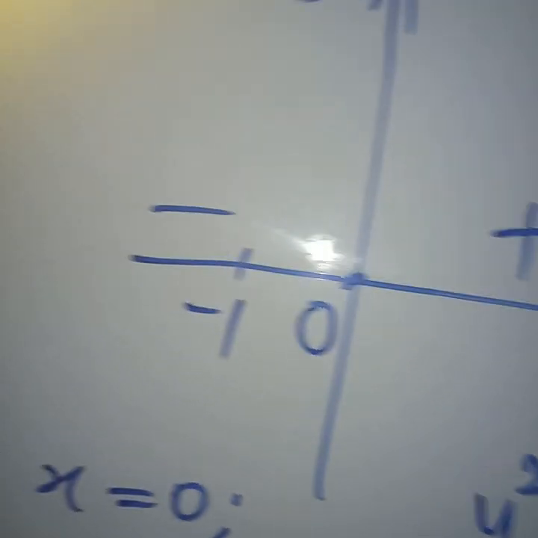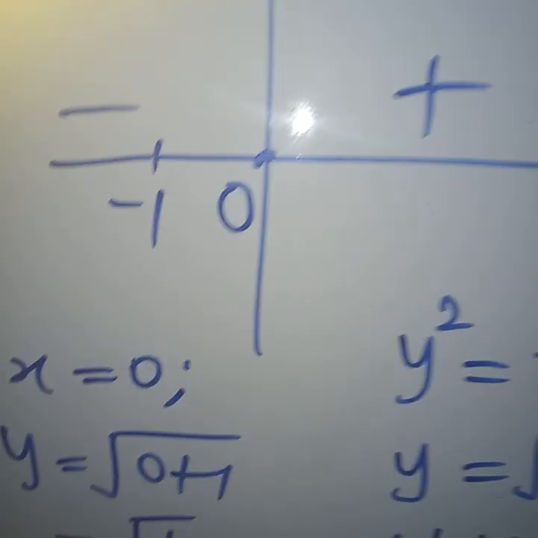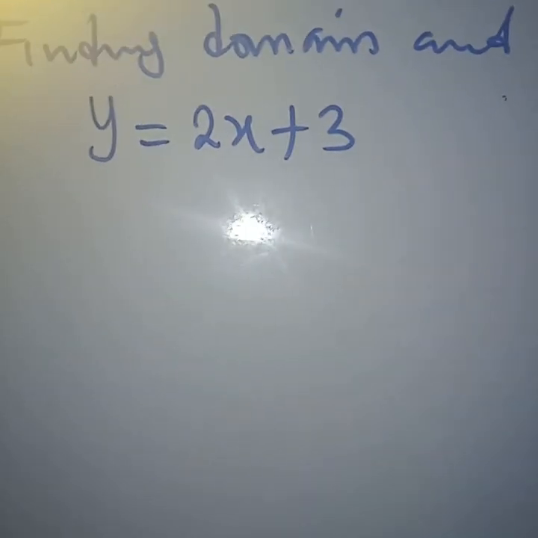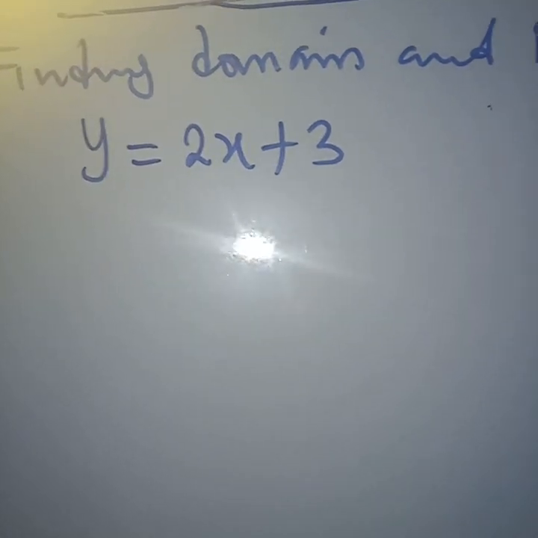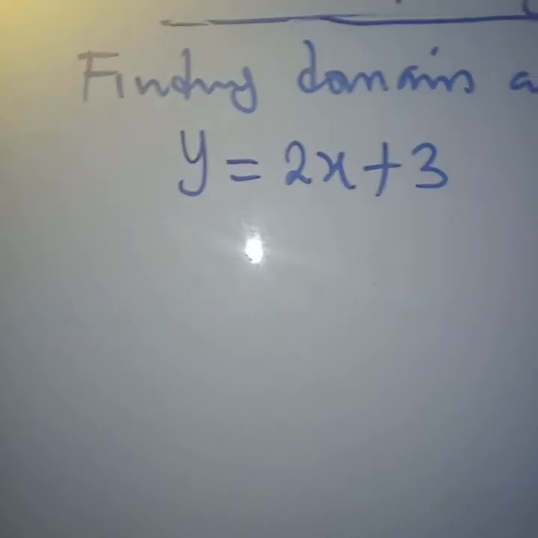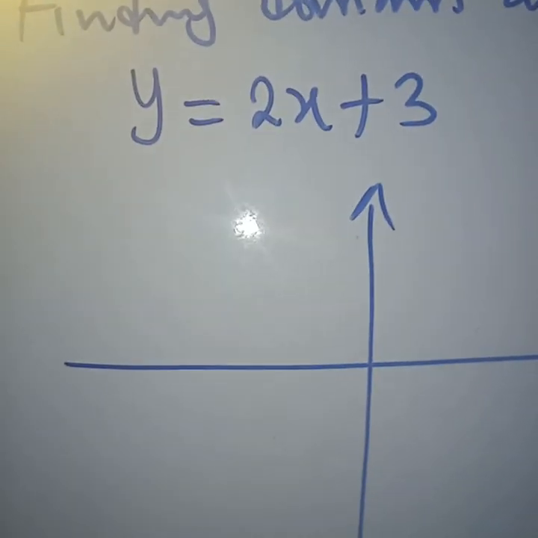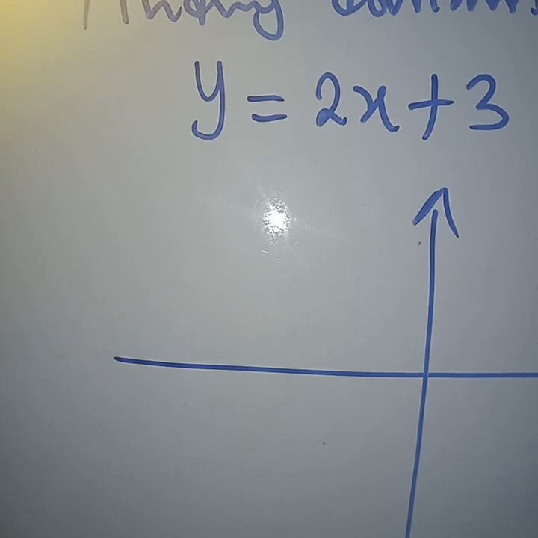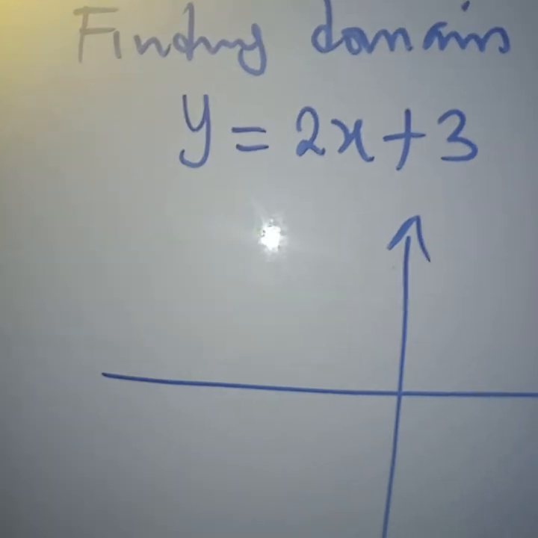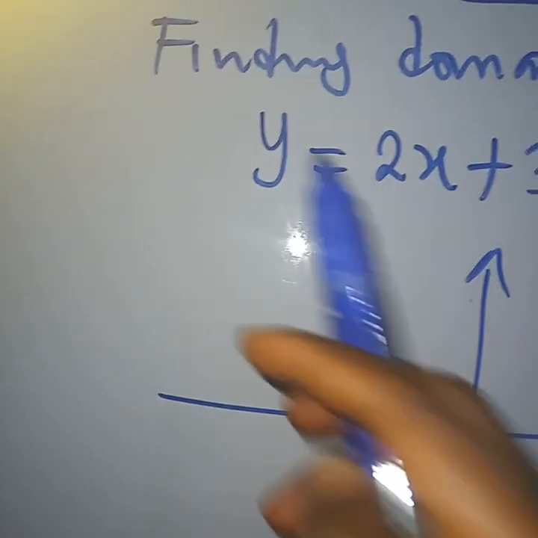So let's see quickly one example on this. So here we want to find the domain and range of a function. So this means we want to find all x for which y is defined. For this equation, we'll see that for any x we choose, y is always defined.